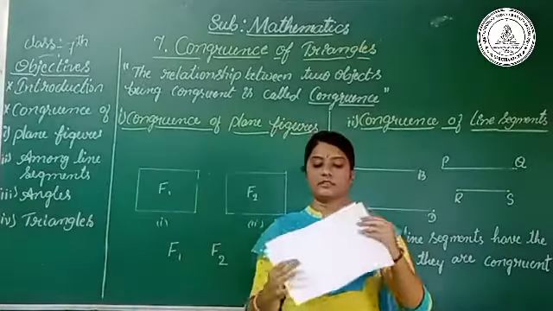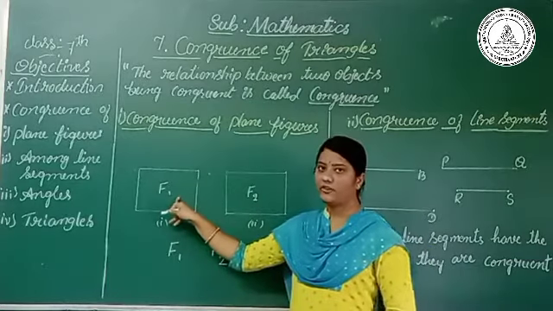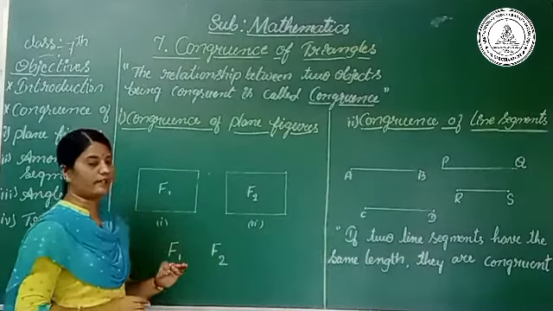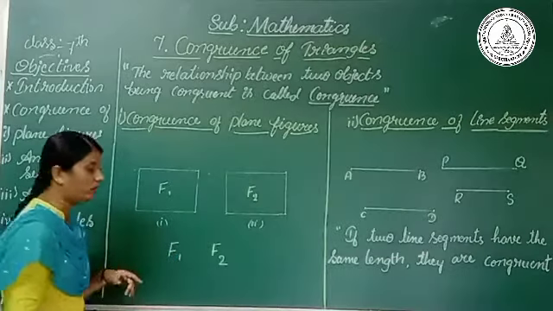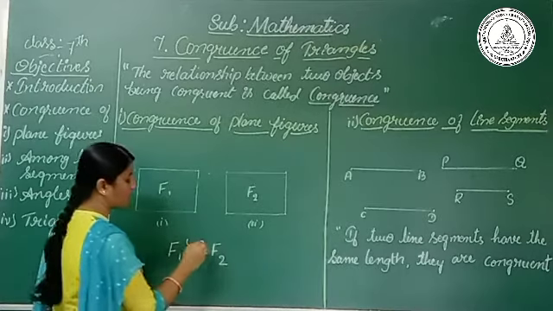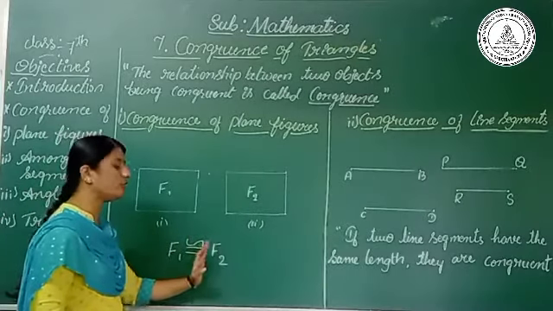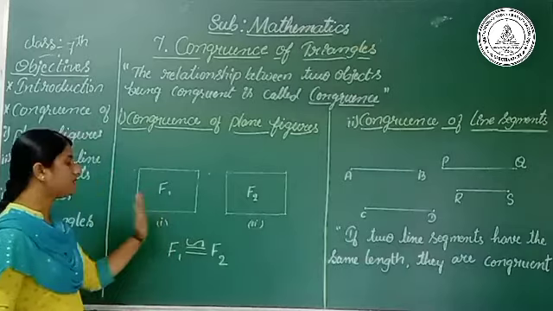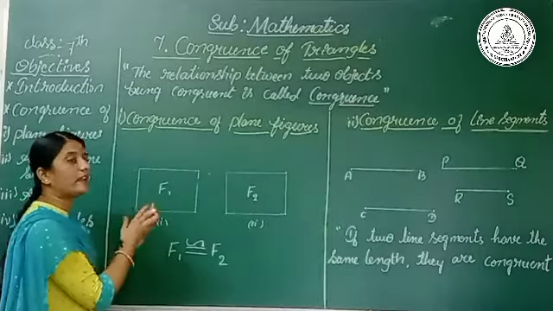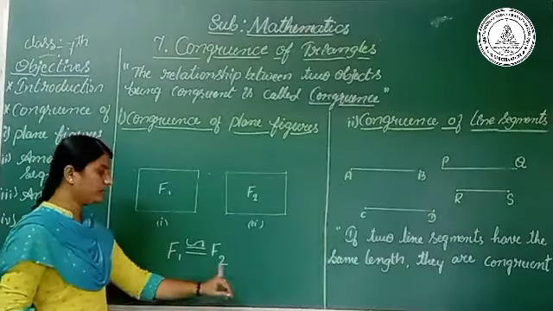So we can write whether the two objects are congruent. Here the F1 figure and here the F2 figure. These two figures are congruent, right? So we have to show the symbol: equals, with a sleeping S over it. Now we can read it as F1 is congruent to F2. That means these two figures have the same length and same width, meaning they overlap each other. So we can say F1 is congruent to F2.